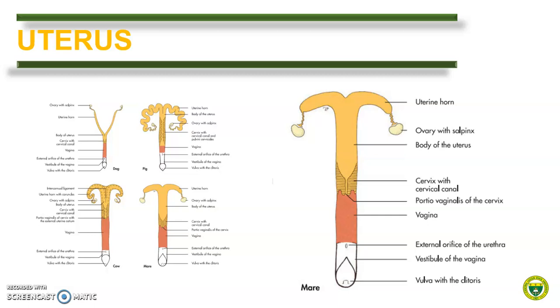In mares, the body of the uterus is relatively large, about the length of the uterine horn, forming a letter T shape. They also have a wide lumen.